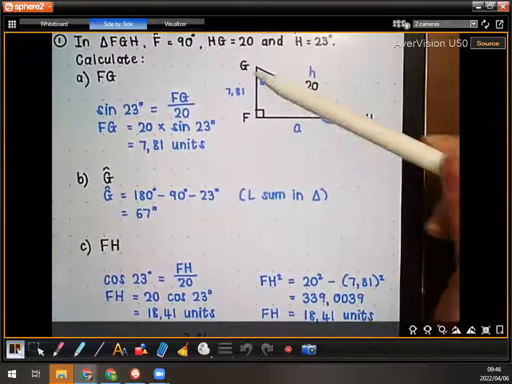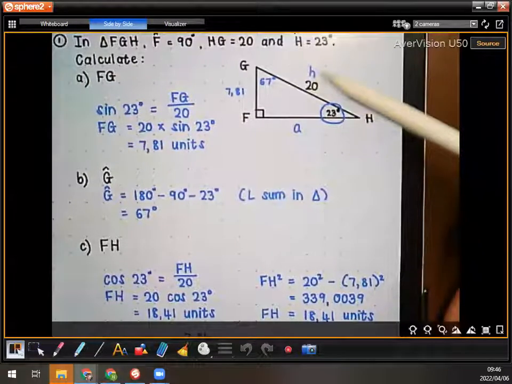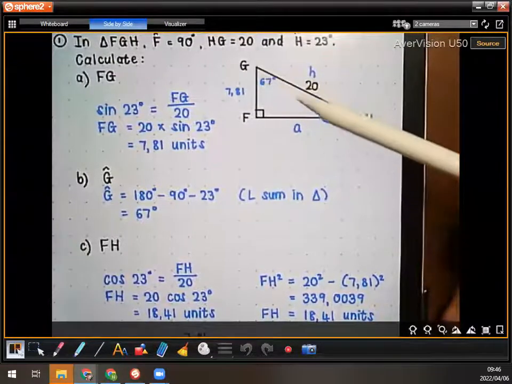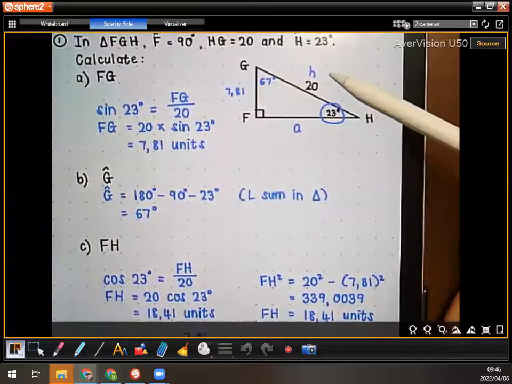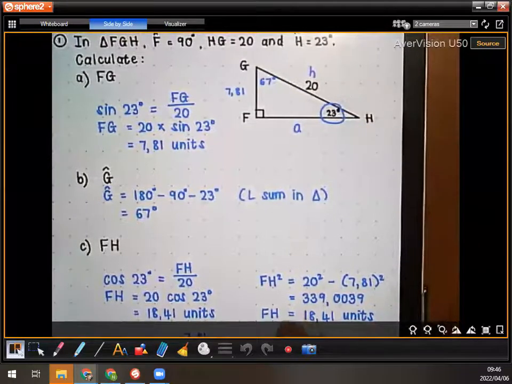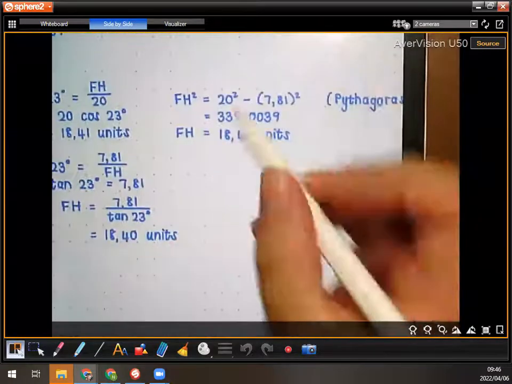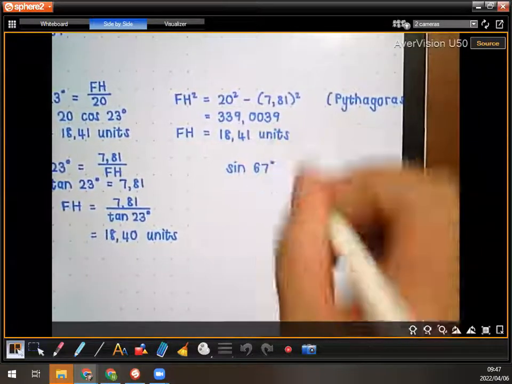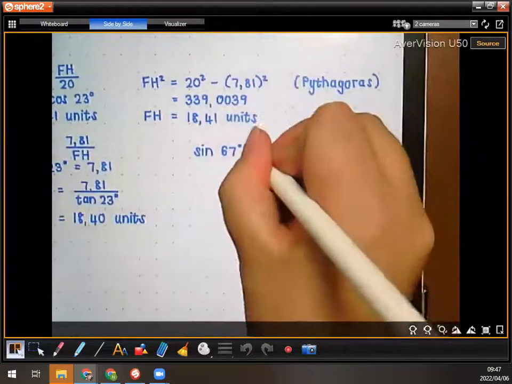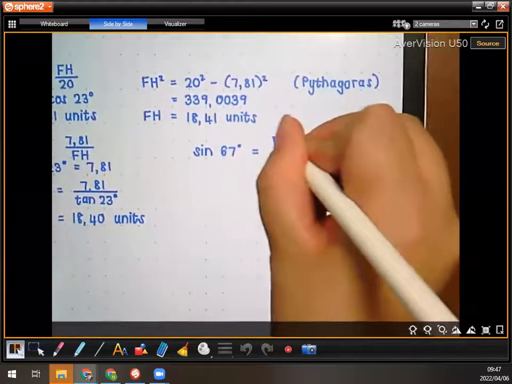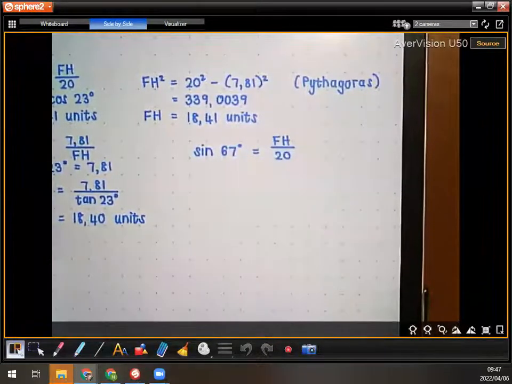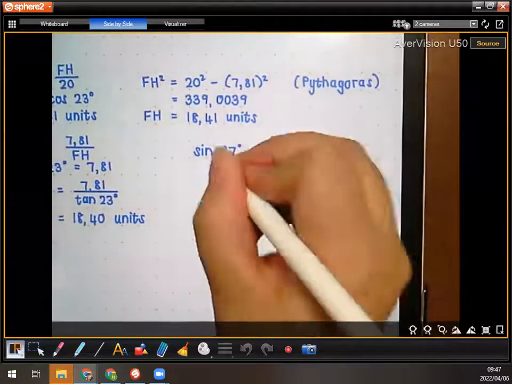So let's do opposite over hypotenuse. Is that fine? Sine. You can say sine 67 is equal to FH over 20. Opposite over hypotenuse. Sine 67 is equal to FH over 20. So again, to get FH on its own, I just need to multiply by 20.